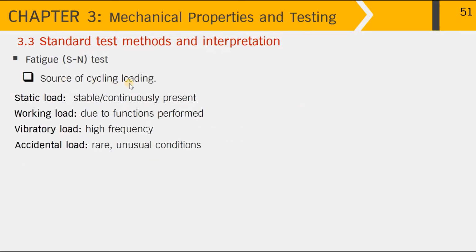The source of cyclic loading can come from many types and is different from the static load, which is stable and continuously present. Therefore, the source of cyclic loading can be from the working load, and this is due to the function that it performs, for example, the rotating motion of a turbine blade. Another one is the vibratory load, which comes with high frequency but low amplitude of stress. For example, when the machine is working, it will produce little vibration onto the machine itself as well.